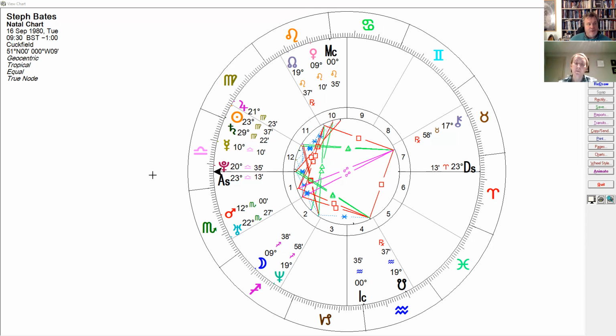And had you been born, say, a few hours later or earlier, then of course the distribution of planets would be different. They'd be in approximately the same degrees, but they would have been in other hemispheres. So it shows that you've got that emphasis on one particular side.